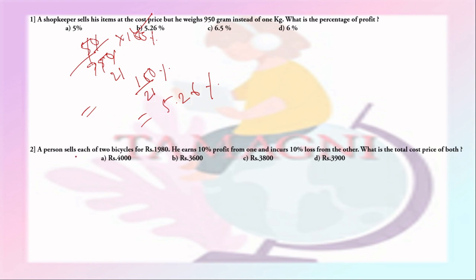Question number 2. A person sells each of two bicycles for rupees 1980. He earns 10% profit from one and incurs 10% loss from the other. What is the total cost price of both? Here, two cases are given. In the first case, he makes a profit of 10%, and in the second case, he makes a loss of 10%. So in the first case, 110% of CP will be equal to SP.